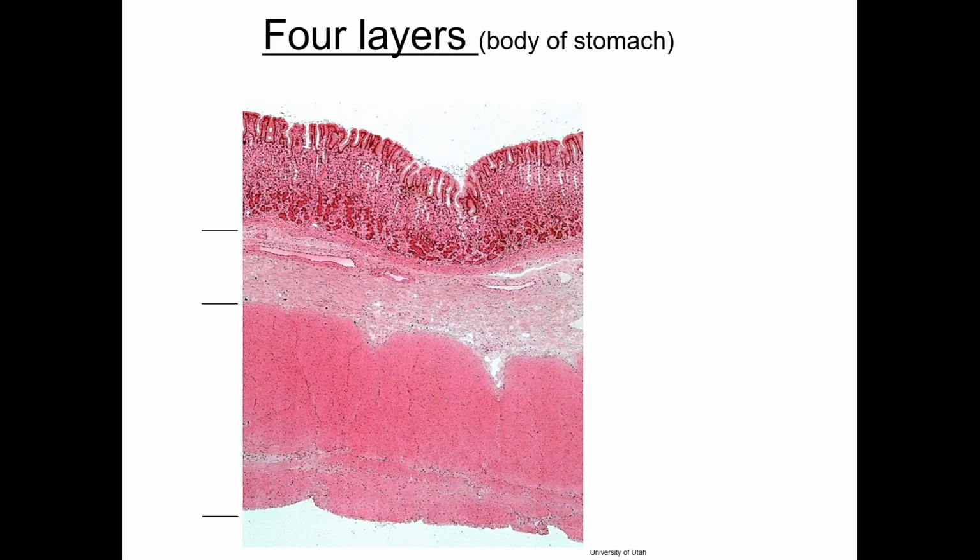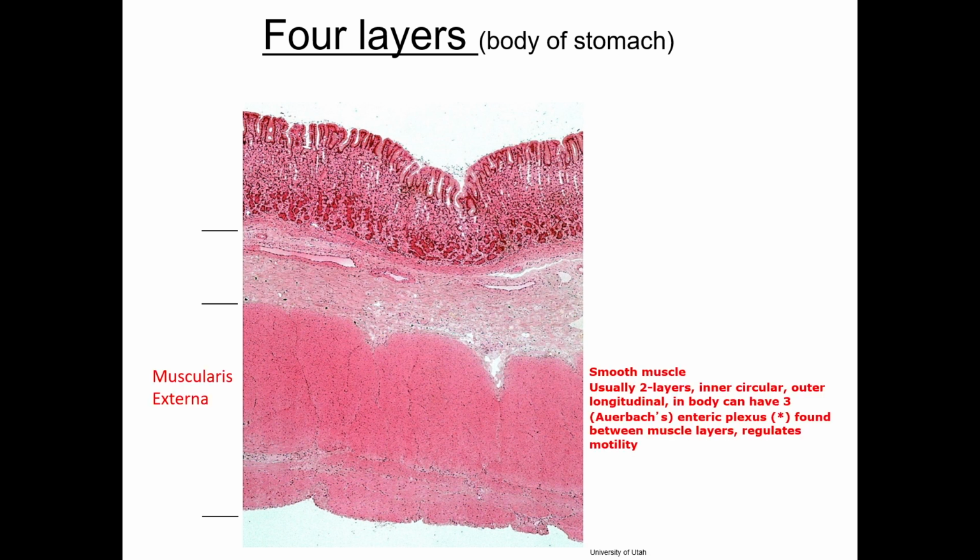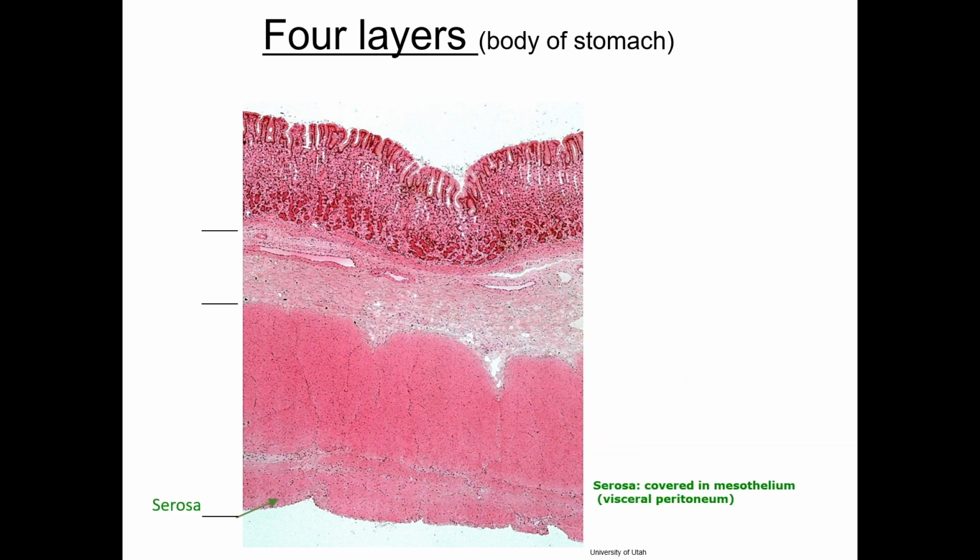Here we have a familiar H&E section of the body of the stomach, showing the mucosa with its epithelium, lamina propria, and muscularis mucosa. We will spend most of our time today talking about the epithelium. We have the submucosa and the two sublayers of the muscularis externa, and note that the body of the stomach can also contain a third oblique layer of muscle to help with the churning of chyme. Since the stomach is not bound to adjacent tissues, it contains a serosa, lined by mesothelium. This is the visceral peritoneum.